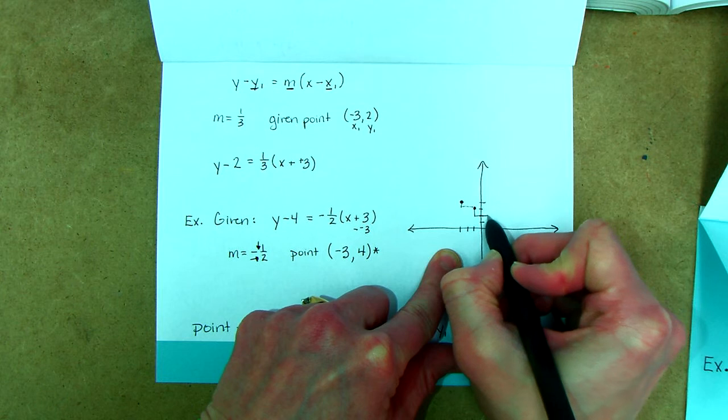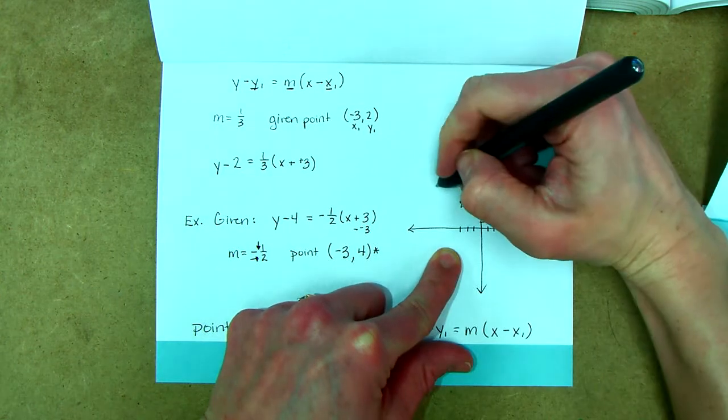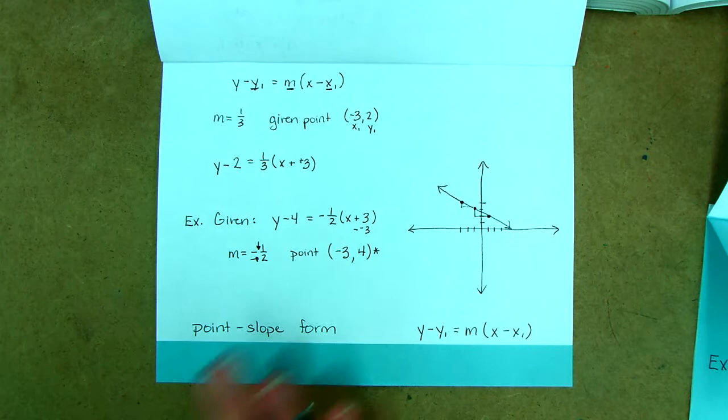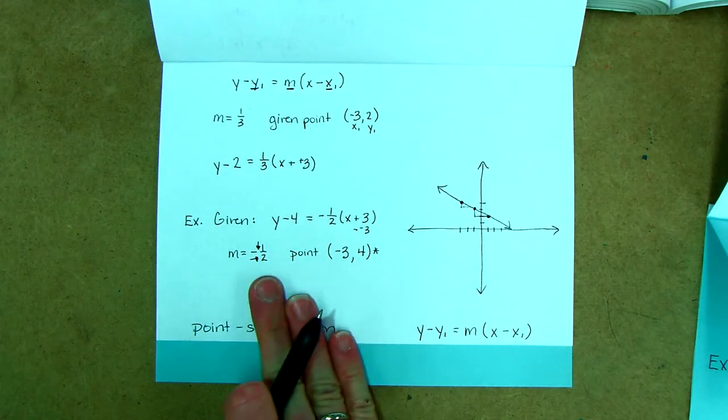So if they give you a point and a slope, you can write this equation. If they give you this equation, you've got a slope and a point. Start at the point, graph out the slope.